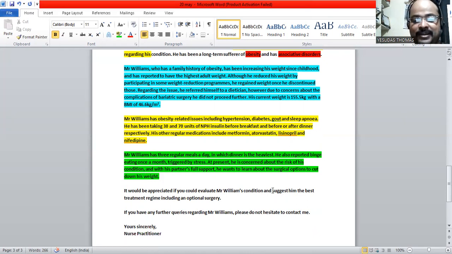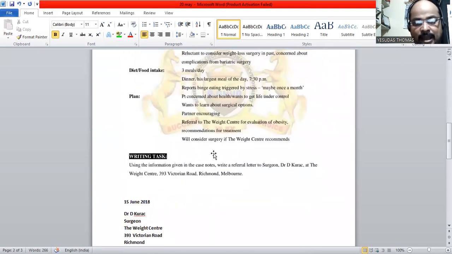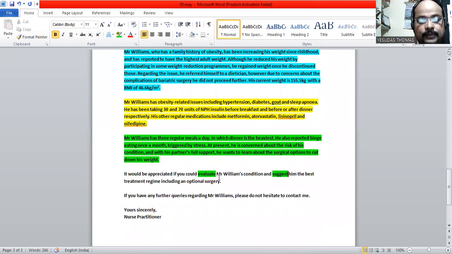We are not going to perform the surgery. You are going to evaluate, you are going to suggest or recommend him the best treatment regimen, including an optional surgery. So what we have written, we'll consider surgery if the weight center recommends. So if the weight center recommends, then only we will be proceeding ahead with the surgery. So you need to evaluate and suggest the best treatment regimen, including an optional surgery.